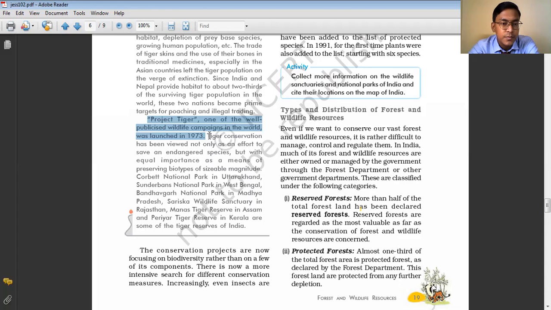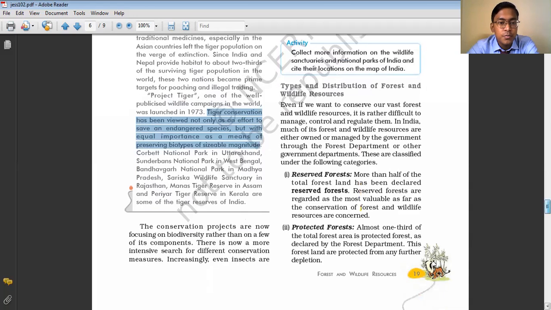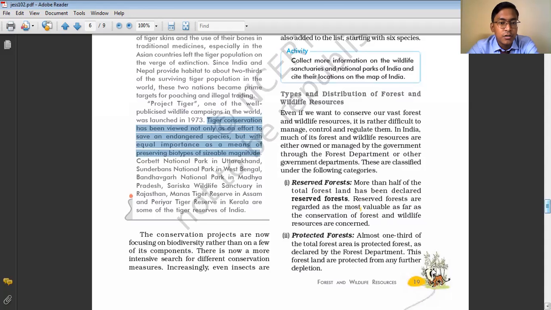So tiger conservation is viewed not only as an effort to save an endangered species, but with equal importance as a means of preserving biotypes of sizable magnitude. This Project Tiger was launched not only to protect the tiger species, but also to maintain the balance in the environment. Because tigers are there in the forest, the population of other animals is in balance.